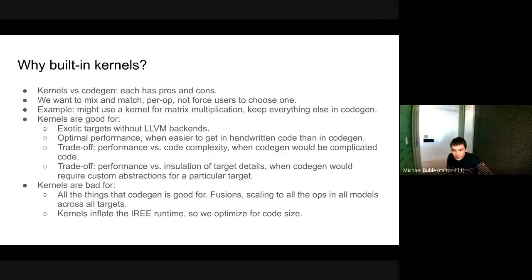Something that we probably envision is that on, say, AArch64, we could have a module that has a built-in kernel for matrix multiplication and maybe one or two other critical ops, and then CodeGen for everything else. But it's also fine if you don't want any microkernels at all. And it's also fine if you have an exotic target for which there isn't even an LLVM backend. Then microkernels can offer a way to target this kind of machine. So it's going to depend.